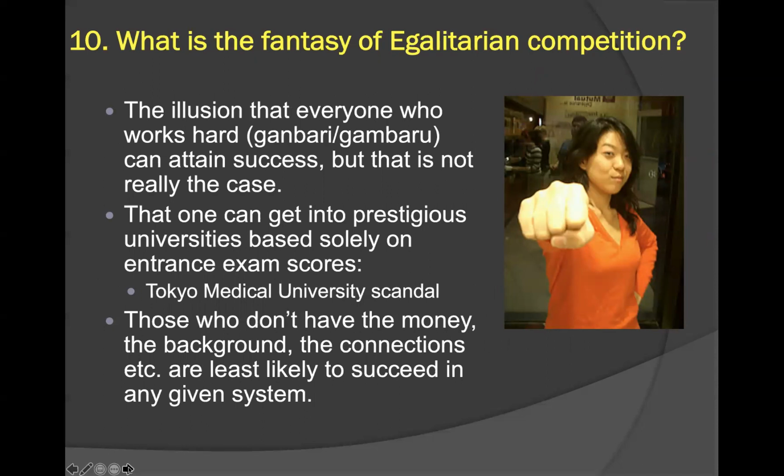Sugimoto also talks about the fantasy of egalitarian competition, and that is really the illusion that everyone who works hard, and when we say works hard, this is where the word gambari or gambaru comes in, can attain success. But of course that's not always the case. There also is the illusion that one can get into prestigious universities based solely on entrance exam scores. But we've talked about this, and we know, for example, that those who don't have money or the background or the connections are least likely to succeed in any given system.